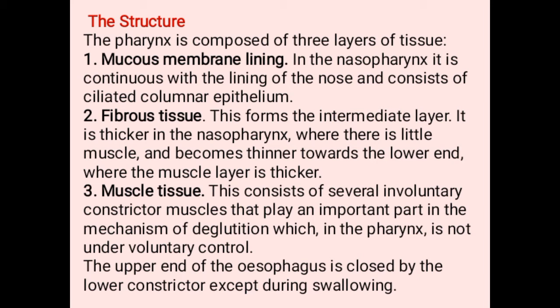So we're saying that it consists of several involuntary constrictor muscles that play an important part in the mechanism of deglutition, which in the pharynx is not under voluntary control. Why is it not under voluntary control? Because we're talking about the swallowing mechanisms, both for the air and that of the food particles that can be ingested. So they are under involuntary mechanism. They do not need nerve impulse, or rather control, for them to actually contract and relax to allow their contents to pass through. So the upper end of the esophagus is closed by the lower constrictor, except during swallowing.